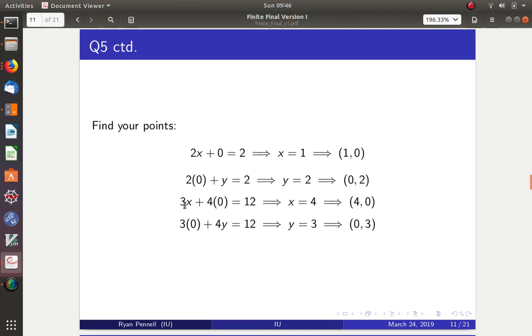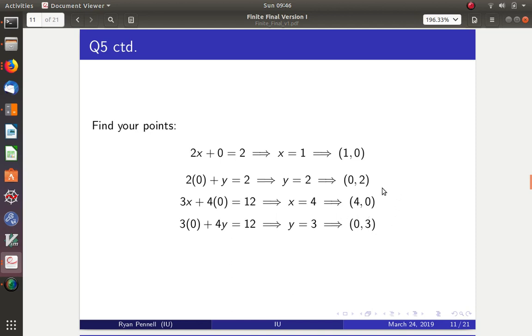Let's do it for the other boundary condition. 3x plus 4y equals 12. Well, that's going to imply that x equals 4, and that means that we have the point (4, 0). And then for the y-intercept, we have 3 times 0 plus 4y equals 12. Well, that's going to imply y equals 3. So we have the point (0, 3). So I want to connect these 2 points to make my other line.